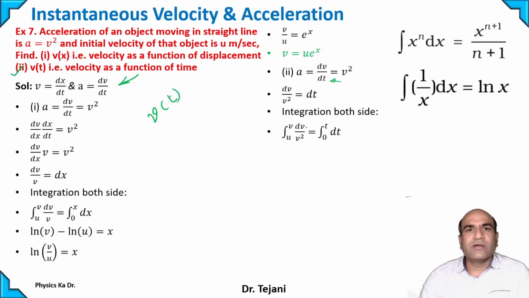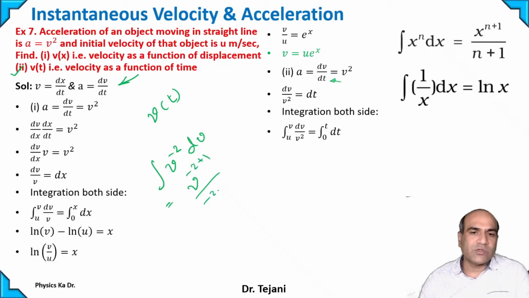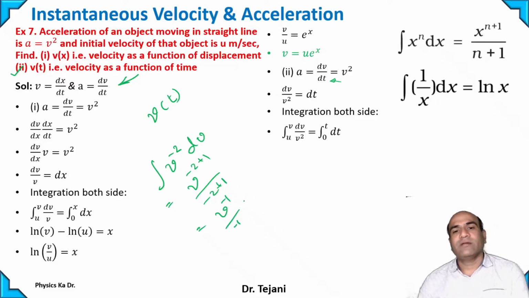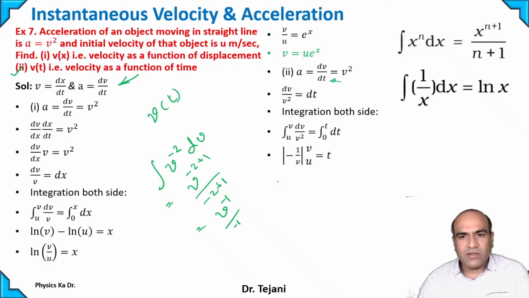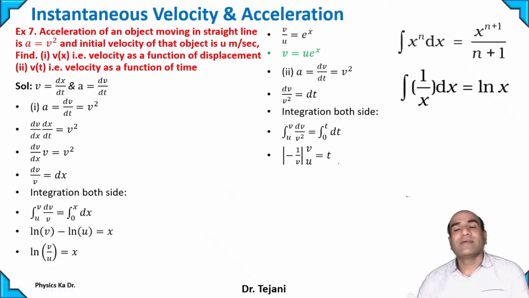Integration from u to v of dv by v square is equal to 0 to t. What is 1 by v square? We can write it as the integration of v power minus 2 dv. So we know that it becomes v power minus 2 plus 1 divided by minus 2 plus 1, so v power minus 1 divided by minus 1. So it becomes minus 1 by v. And on the opposite side it becomes t. It is very simple.